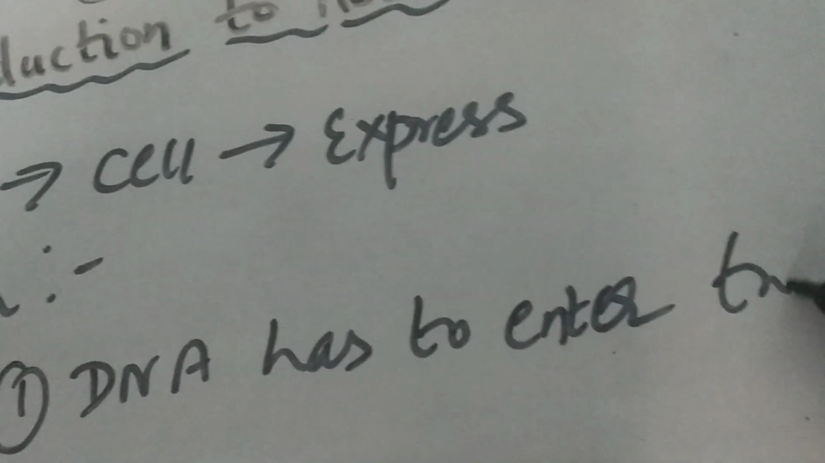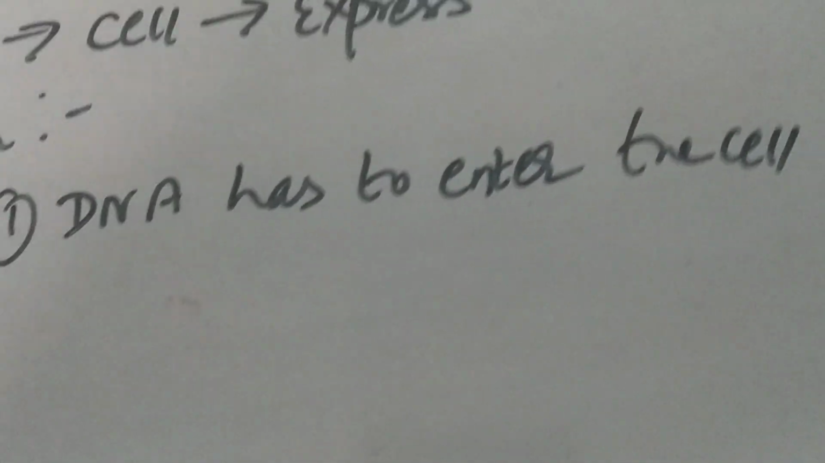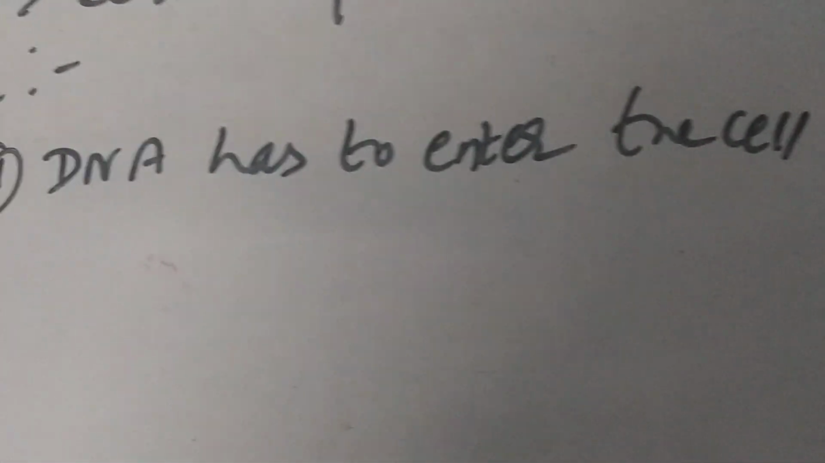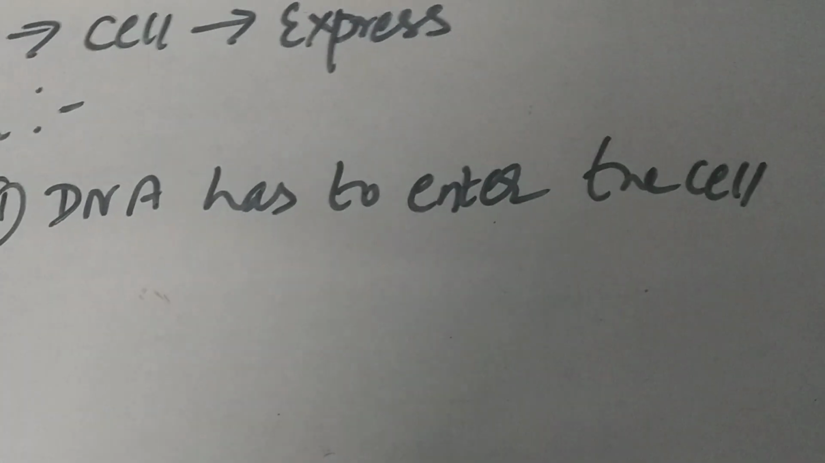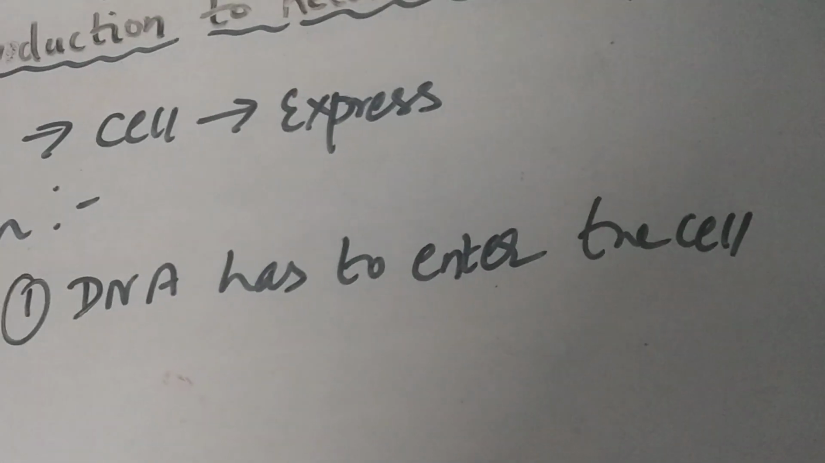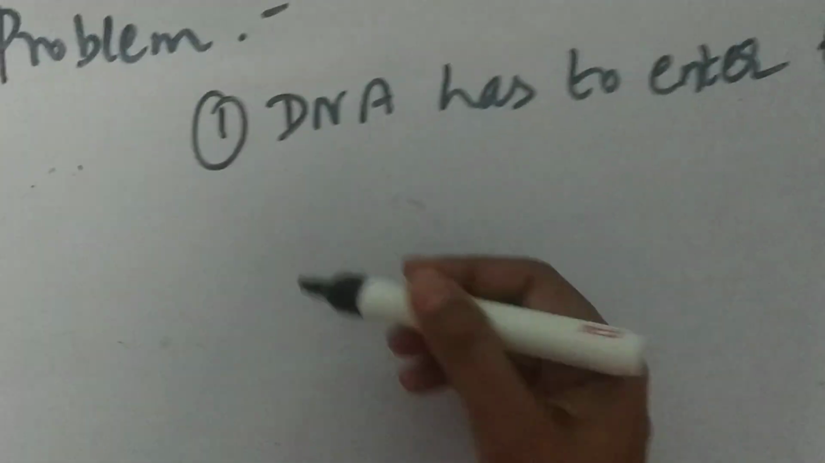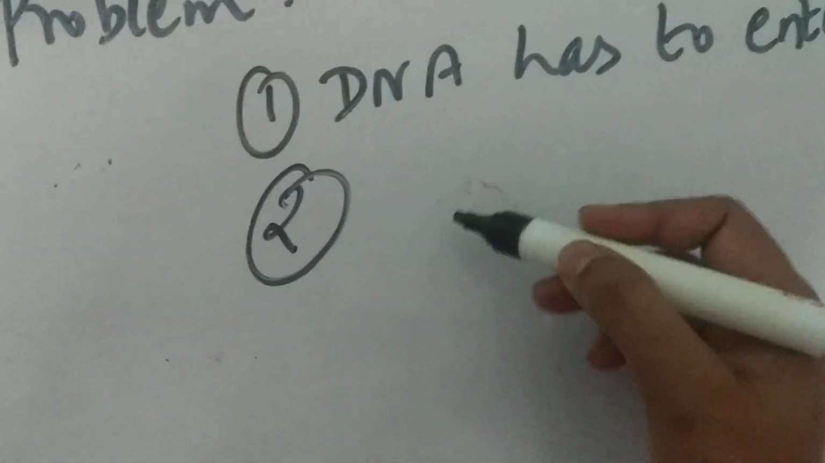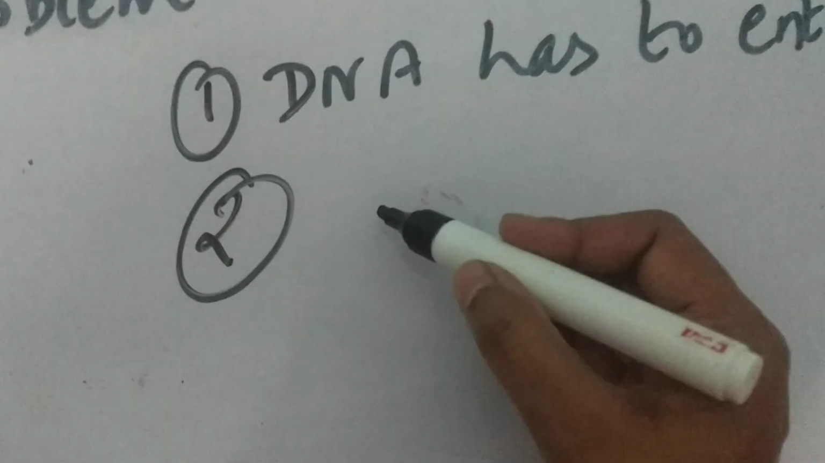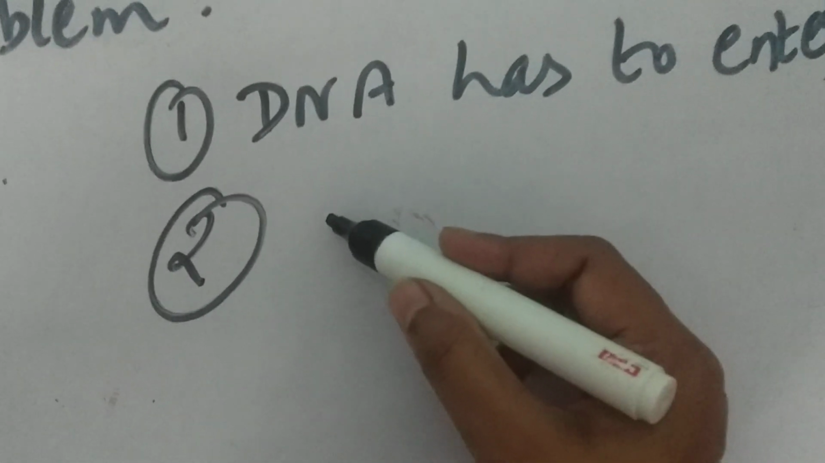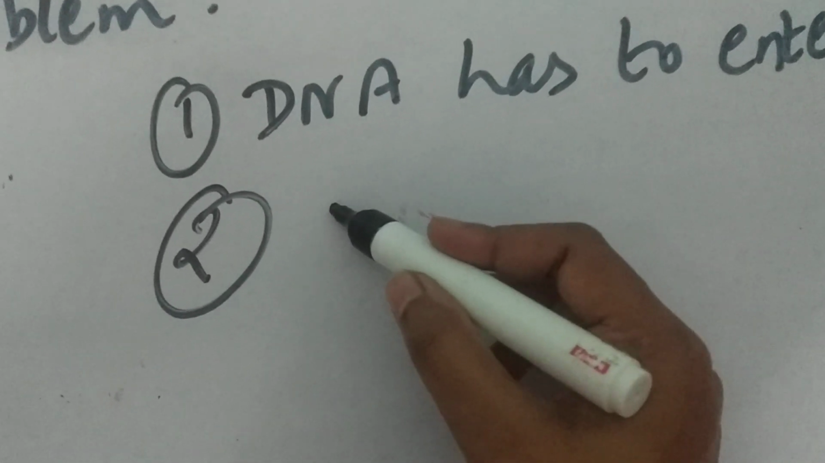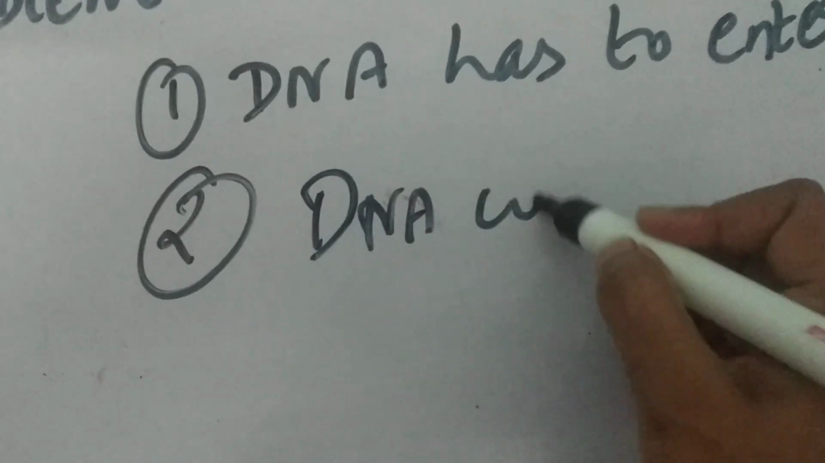Enter the cell. So as you all know, the cell membrane is selectively permeable. It will not allow DNA to enter. Most of the DNA is discarded by the cell. So DNA cannot enter the cell. The second problem is, let us imagine the DNA somehow entered the cell, but the DNA was not replicating.